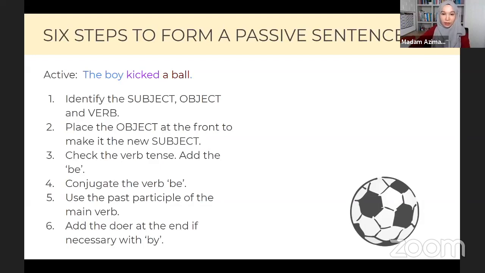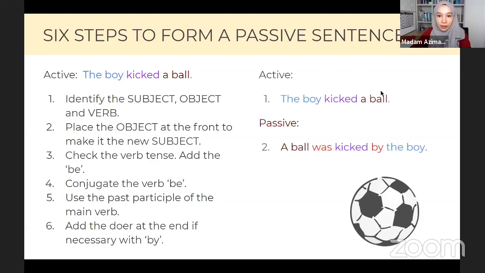So what we're going to do is, it's going to look like this. Okay. Give an answer. A ball was. That's the be verb. Why? I need to conjugate a ball was, not a ball were. And then I need to check the tense, because it's step number 3.